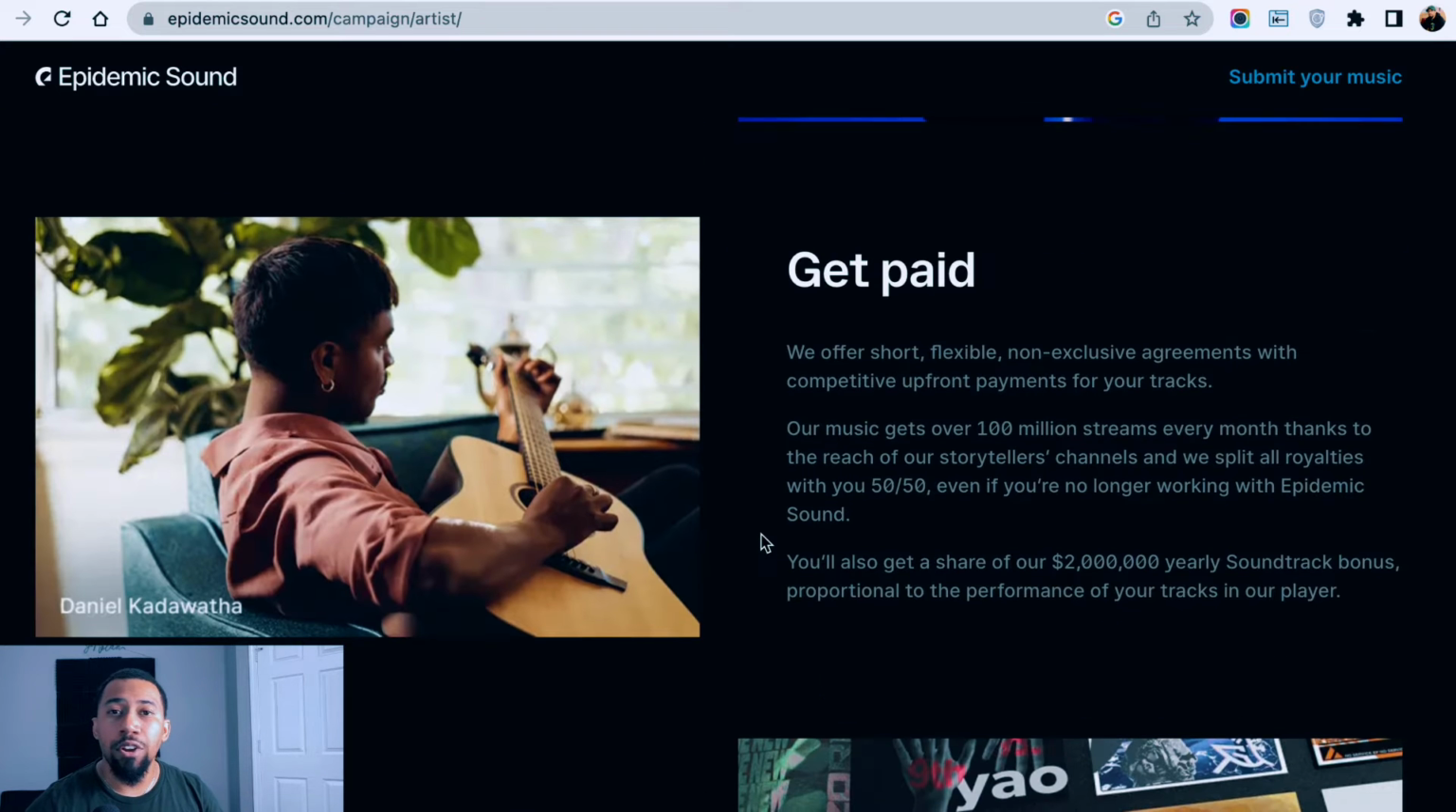Cool. Now here's the real part. Get paid. "We offer short, flexible, non-exclusive agreements with competitive upfront payments for your tracks." So of course that's going to be appealing. Everybody wants to get paid up front. "Our music gets over 100 million streams every month thanks to the reach of our storytellers' channels, and we split all royalties with you 50-50, even if you're no longer working with Epidemic Sound." So even if you leave and you leave your music there, because I think they're going to keep it for a certain period of time, you're going to continue to get paid 50-50 from all the sync fees, right?